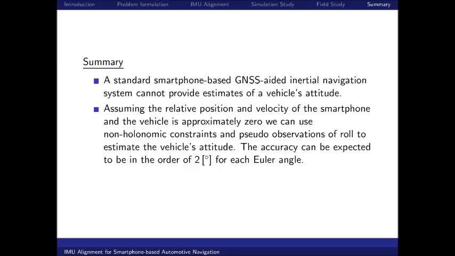To conclude, we first noted that the standard GNSS-aided inertial navigation system implemented on a smartphone will not provide us with estimates of the vehicle's navigation state. What we then did was to assume that the smartphone and the vehicle had the same position and velocity. Moreover, using pseudo observations of velocity and of the roll angle, we showed how to estimate the attitude of the vehicle. The accuracy was in the order of 2 degrees for each Euler angle.